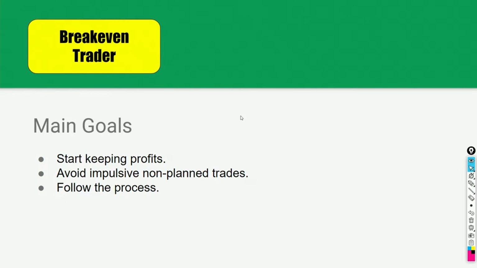What are the main goals for a break-even trader? First and foremost, he wants to start keeping his profits because he is making money, but he is not able to keep it. Avoid impulsive and non-planned trades. See, when you look at the markets, market will show you what you want to see. I have always said again and again that market is an answering machine. You ask a question, market will answer. If your question is wrong, the answer obviously is not going to help you, but you will get an answer. Market will never say that I am not going to tell you what I am trying to do. It will always tell you. It's your job to figure out whether what the market is telling you is correct or not.